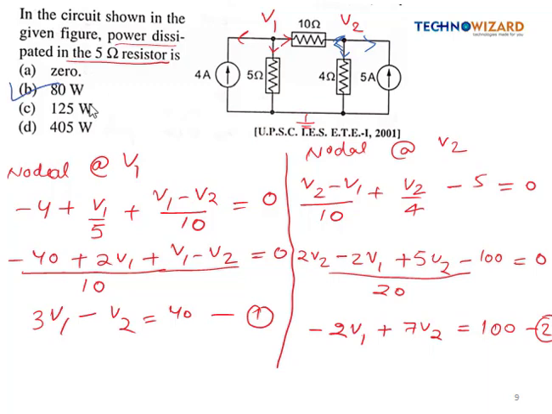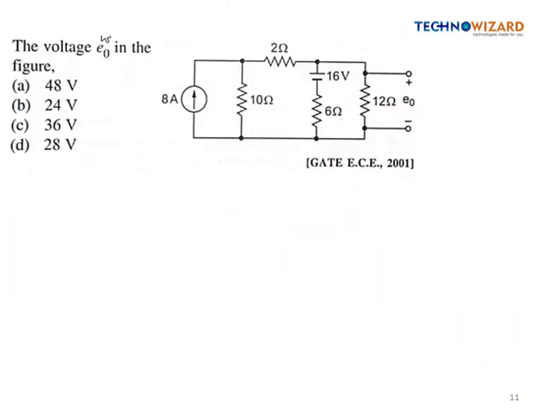So let's see the next question. Okay, so this is the next question, the voltage E naught in the figure. In this figure we have to calculate the value of E naught. We can find this out by the nodal method. Let us assume the voltage at this node is V1 and the voltage at this node is V2. So we have to simply apply the nodal. Let's apply the nodal at V1.